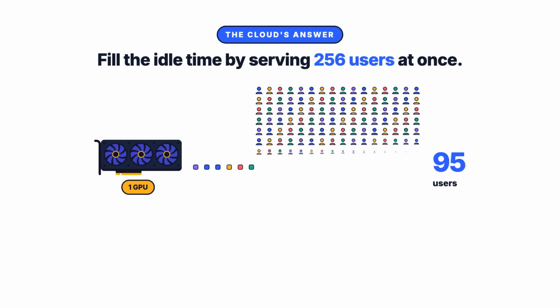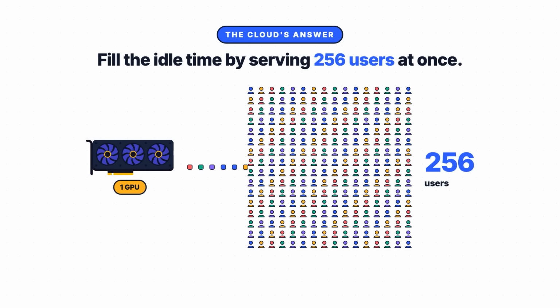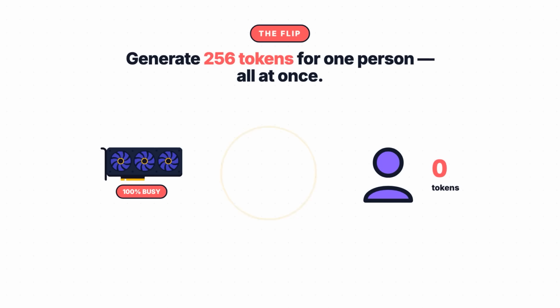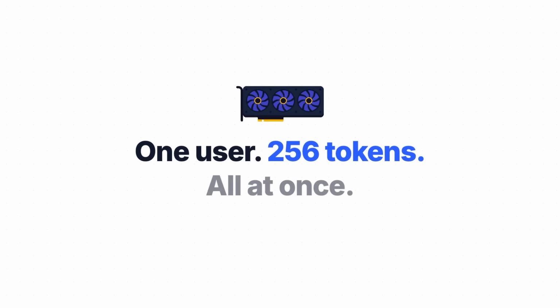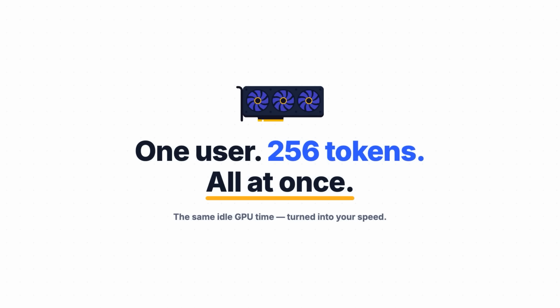So Google DeepMind looked at this problem and asked a clever question. If the cloud fills the idle time by serving 256 users at once, what if we filled that idle time for a single user instead? So instead of one token for 256 people, what if we generated 256 tokens for one person all at once? And that's the entire idea behind DiffusionGemma.